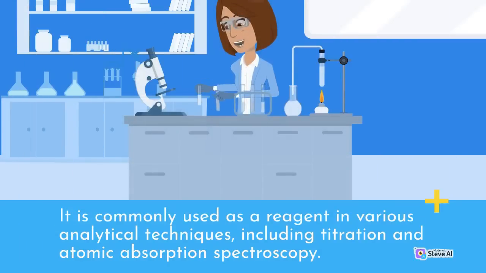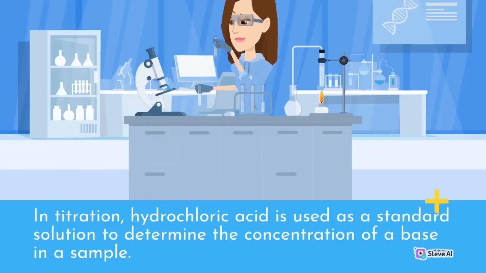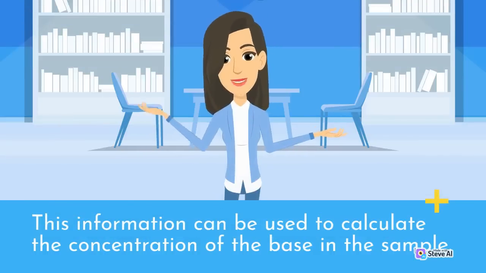It is commonly used as a reagent in various analytical techniques, including titration and atomic absorption spectroscopy. In titration, hydrochloric acid is used as a standard solution to determine the concentration of a base in a sample. The base is slowly added to a known amount of hydrochloric acid until the reaction is complete, and the amount of base required to neutralize the acid is measured. This information can be used to calculate the concentration of the base in the sample.